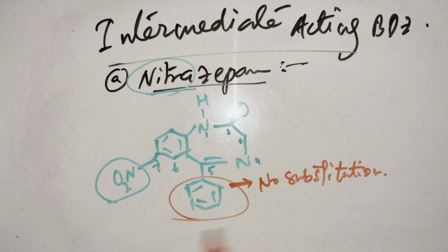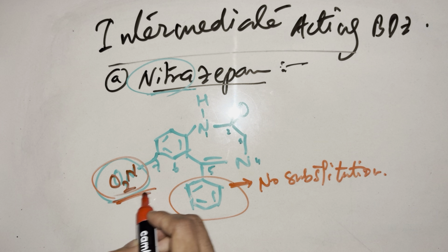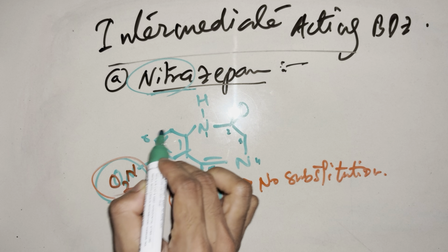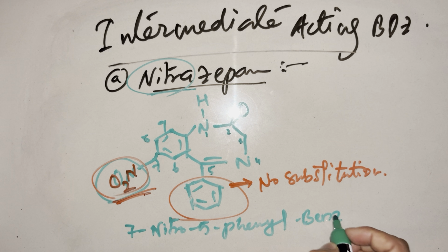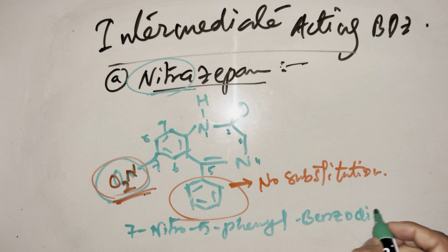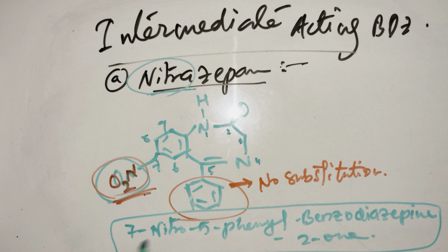So what will be the chemical name? Now see, this NO2 is a strong electron withdrawing group. Yes or no? So what I mentioned in the SAR, that a strong electron withdrawing group will increase the activity or pharmacological activity of the complete benzodiazepine. Okay. So what will be the IUPAC name? The IUPAC name will be 7-nitro 5-phenyl benzodiazepine 2-one. Okay. So this is the chemical name.